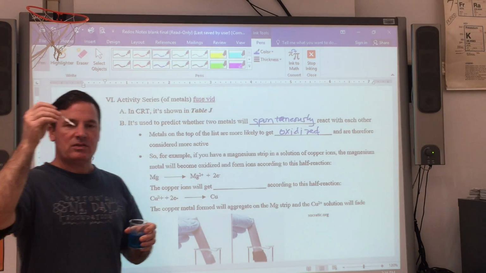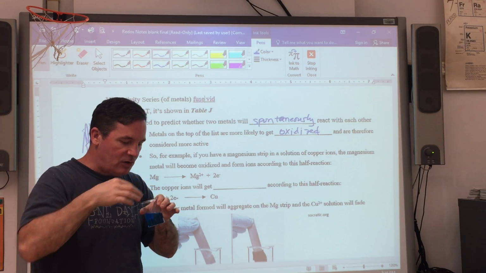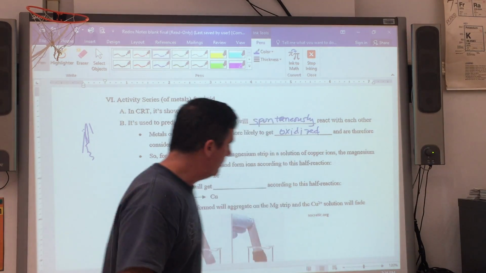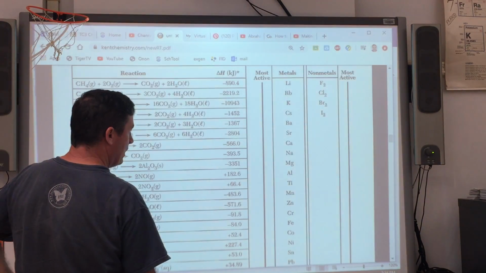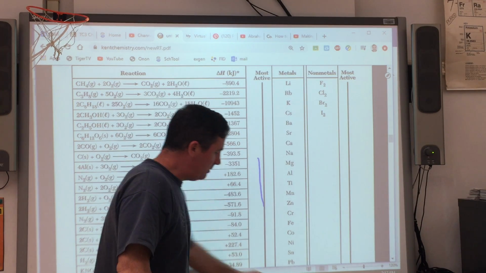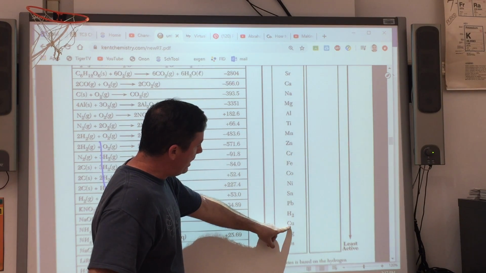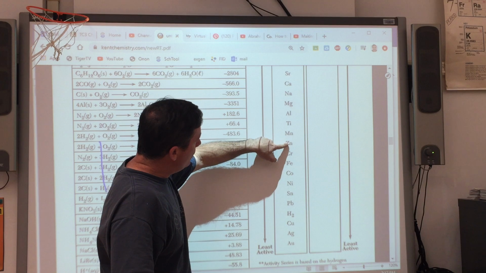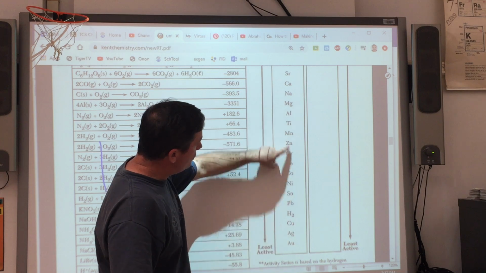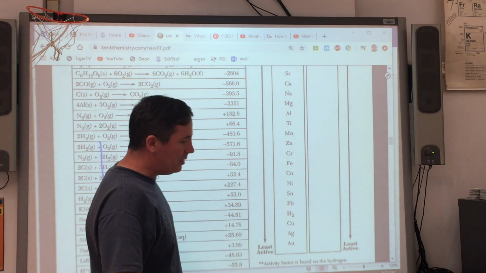Actually, I've got zinc here. This is a strip of zinc. This is copper sulfate. If I put zinc in copper sulfate, will zinc displace the copper? Let's look at our series. Whoops. Zinc is here. Copper is down here, pretty unreactive. So zinc will oxidize and lose electrons, causing the copper to get reduced. So there will be a reaction.